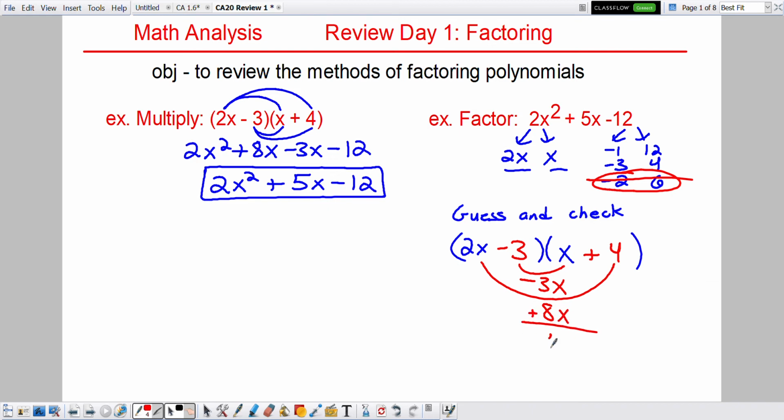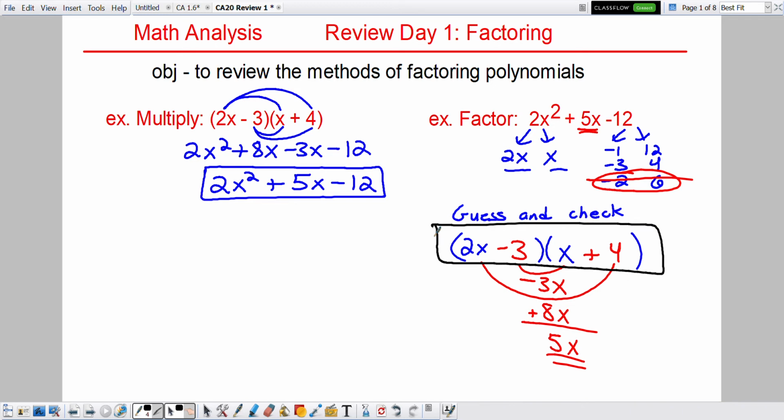Combining these together, I get positive 5x. This matches what I started with. So I know the answer is 2x minus 3 and x plus 4. So that would be the answer. 2x minus 3 and x plus 4.